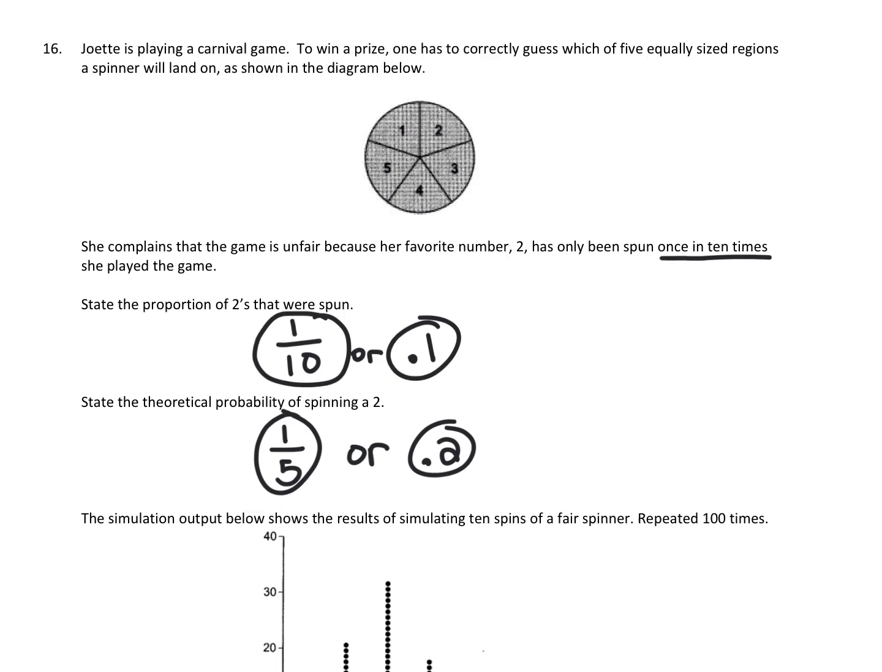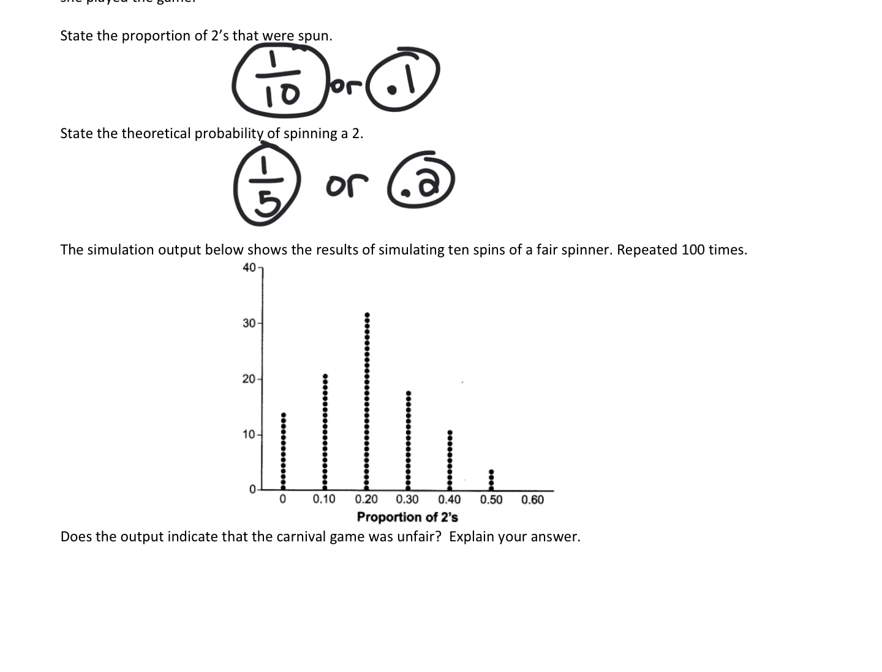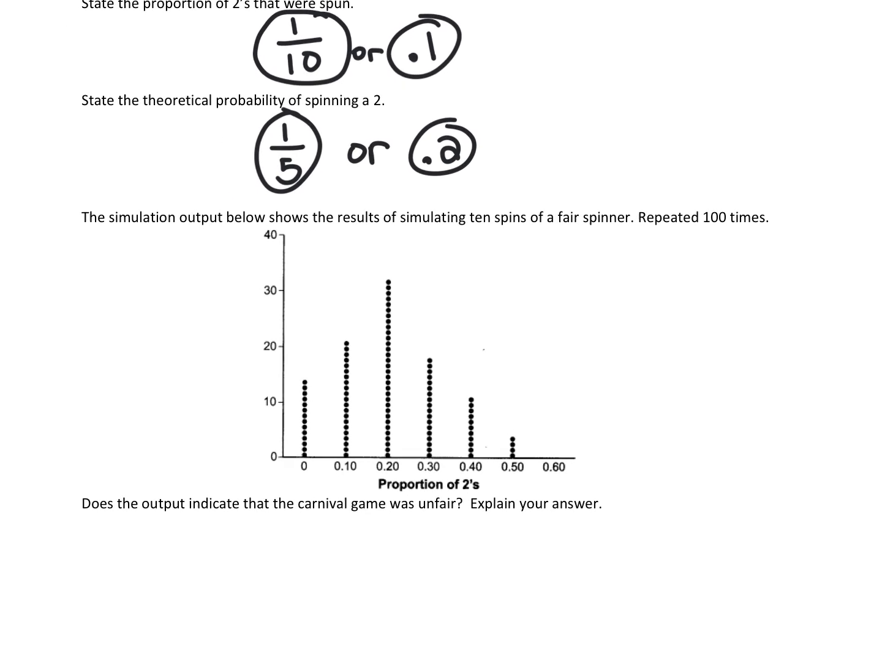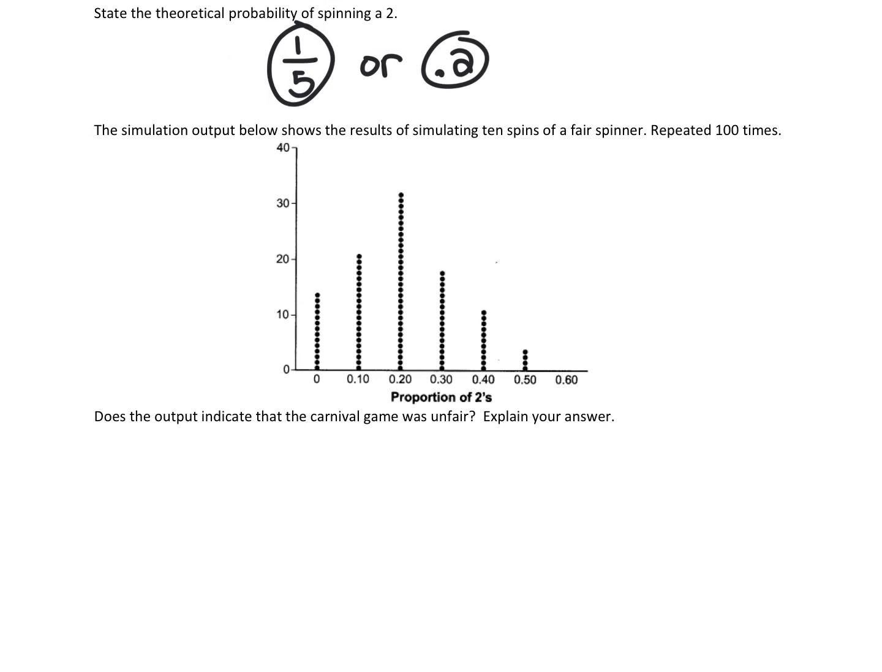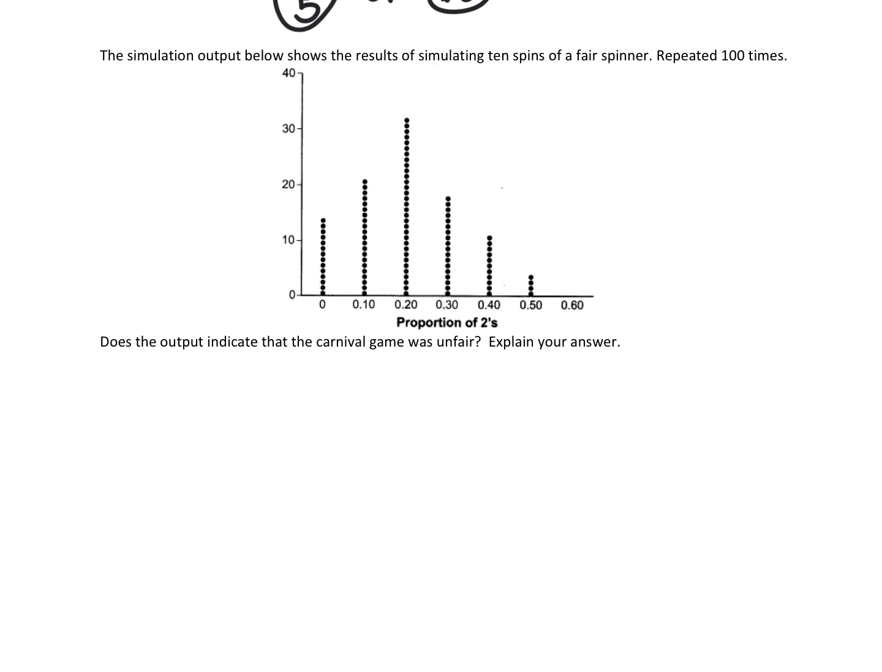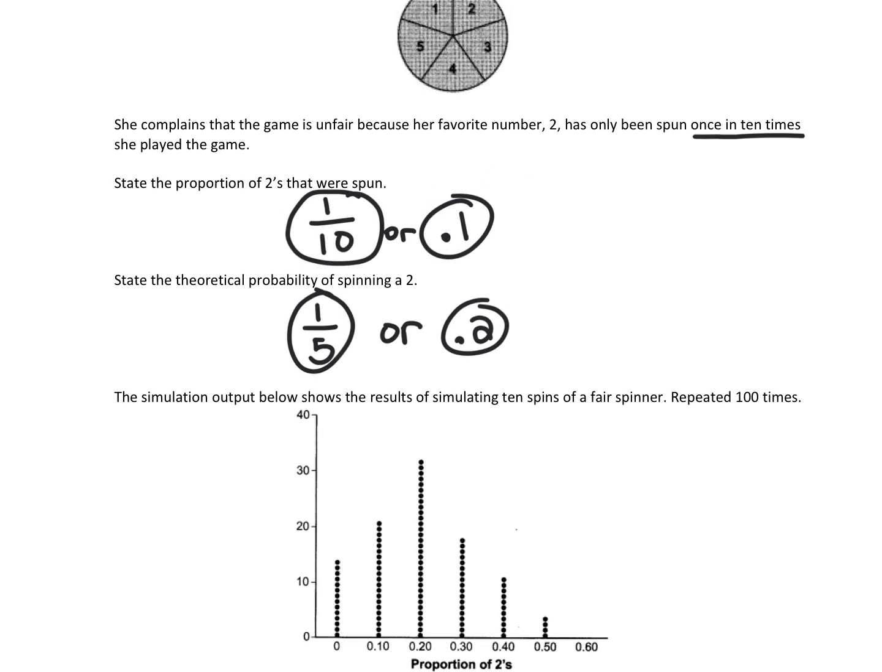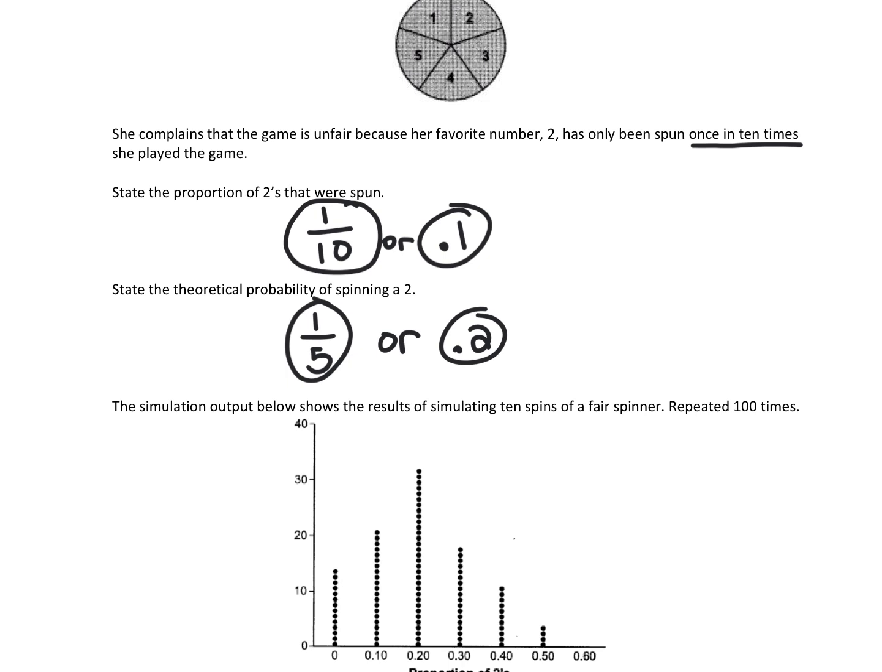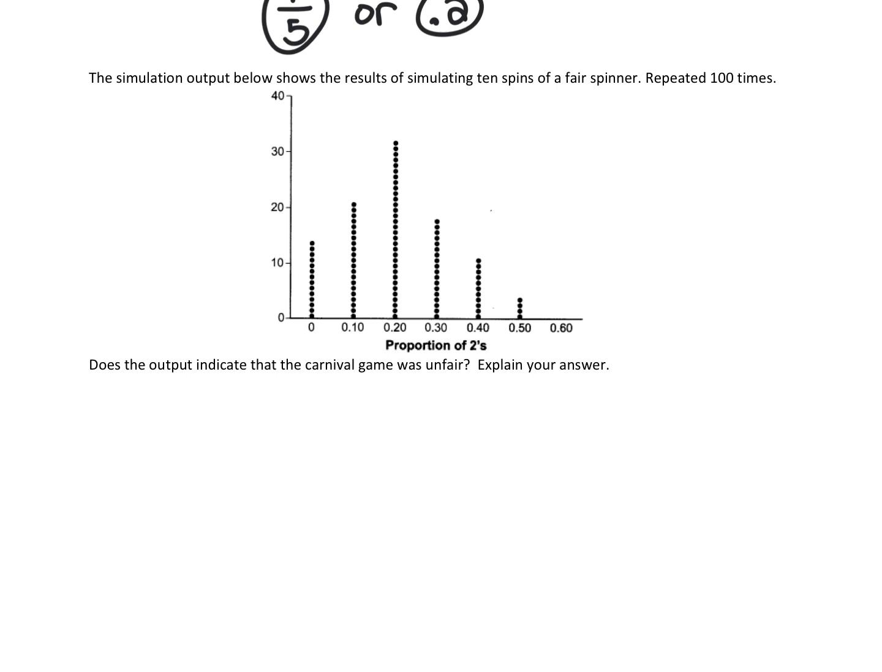All right, the simulation output below shows the results of simulating 10 spins of a fair spinner. Okay, and it was repeated 100 times. Does the output indicate that the carnival game was unfair? Explain your answer. All right, so if we look, I'm going to just go back up here, right? With the carnival game, they only spun a 2, 1 in 10 times, so 1 out of 10, which we said is equal to 0.1. Or if we look down here at the simulation, wouldn't this be the 0.1? I'm going to actually circle that whole column.